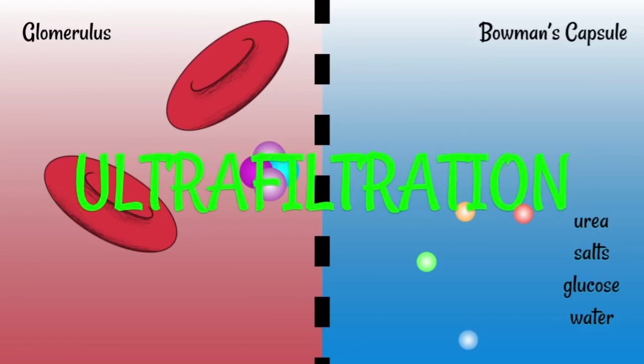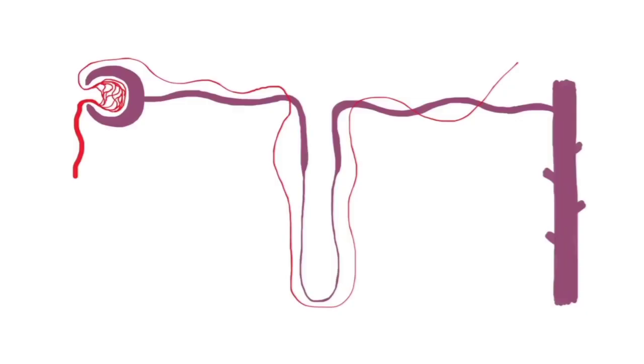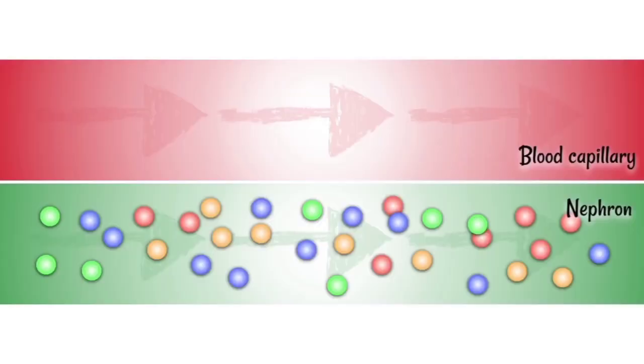The movement of materials from the glomerulus into the Bowman's capsule is called ultrafiltration. So, in order to get useful materials back, there is going to be a next step. Now, these materials are going through the tubule. Now, let us see what exactly is going to happen in the next section.